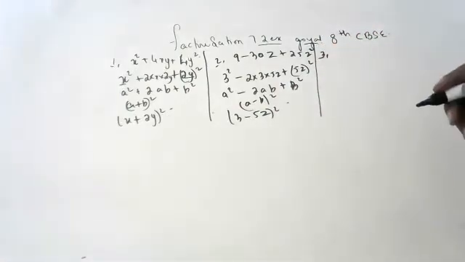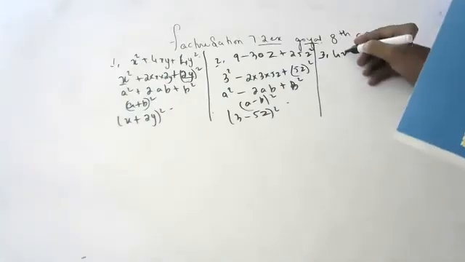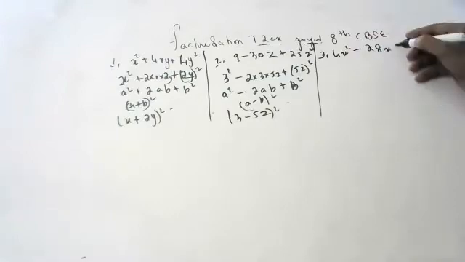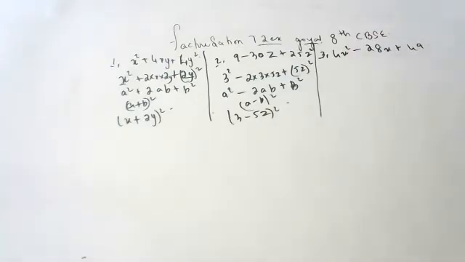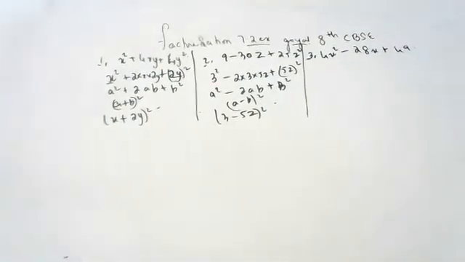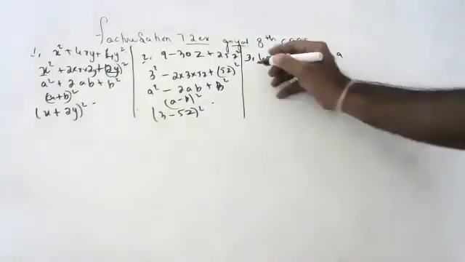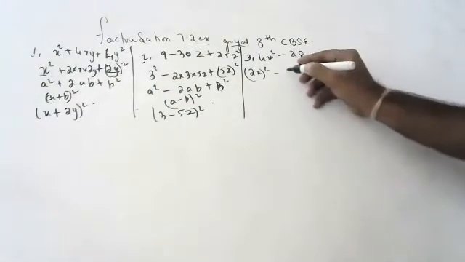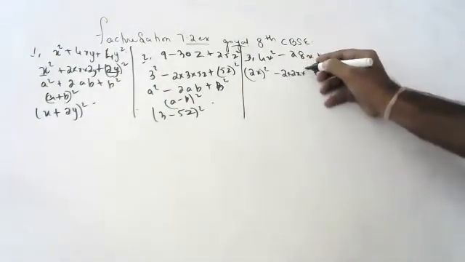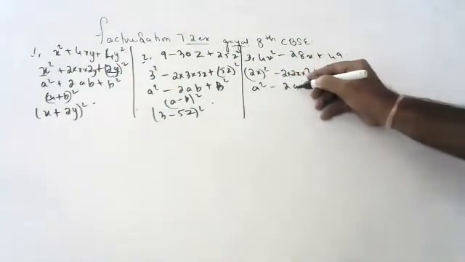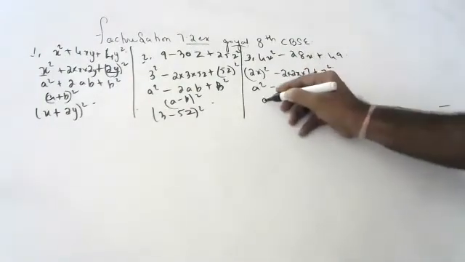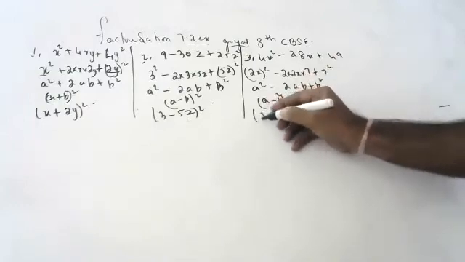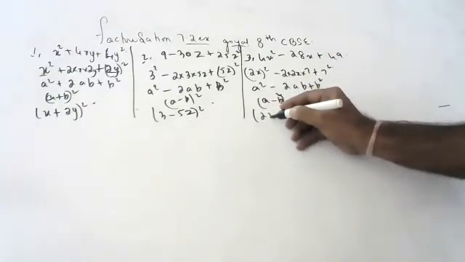Third question: 4x square minus 28x plus 49. Okay, Rishikesh, can you tell how to do this? 2x whole square, 7 square. This is in the form of a square minus 2ab plus b square, a minus b whole square. So 2x minus 7 whole square. Next.